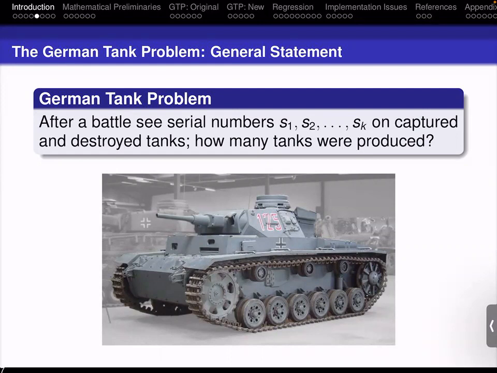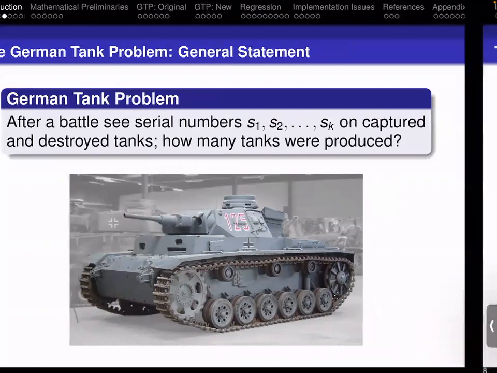So we will assume all the tanks from 1 to N are equally likely to be captured or to be found after the battle. An interesting problem might be, well, what if some numbers are more likely to be captured than others? What if there's maybe some correlations that it could be a very large battle and maybe whatever.